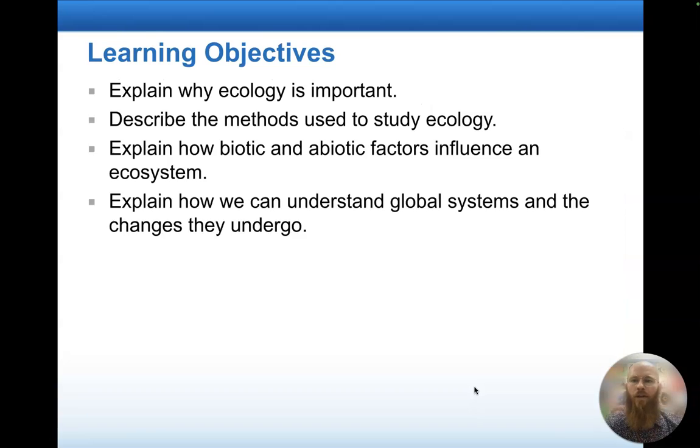Today we're going to have 4 learning objectives, things that by the end of this presentation you should be able to do. The first one is we want to be able to explain why ecology is important, the study of ecology. We want to describe the methods used to study ecology. There are 3 of which we will know. We're going to explain how biotic and abiotic factors influence an ecosystem. And we're going to explain how we can understand global systems and the changes they undergo.